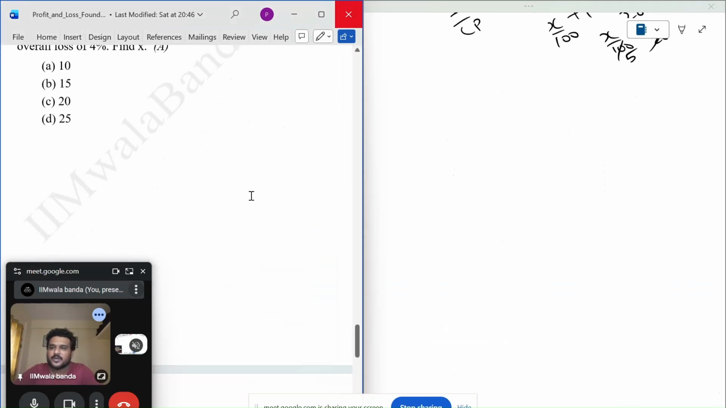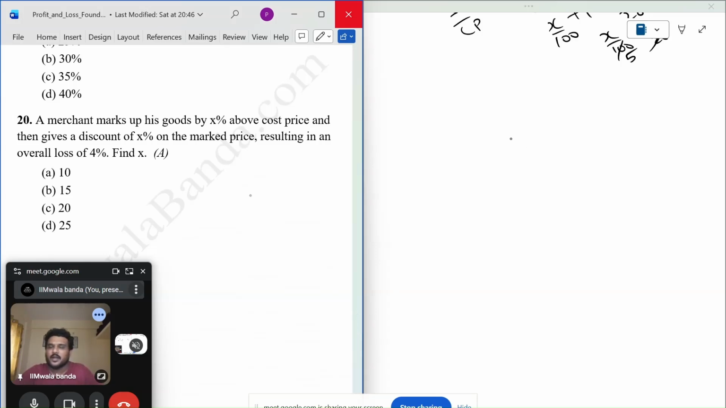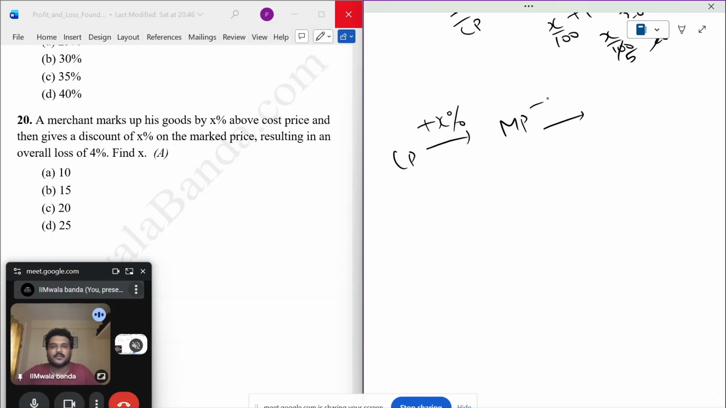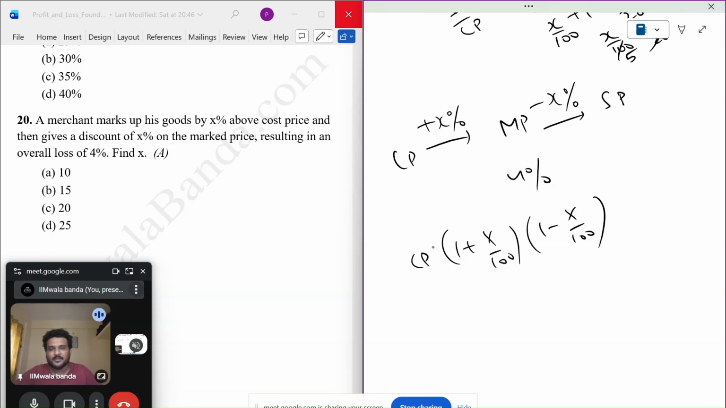I think this is the last question. Question number 20. A merchant marks up his goods by X%. Marks up his goods, that means he's increasing the cost price by X%. That's what it means. And then gives a discount of X% on the marked price, resulting in an overall loss of 4%. This is again the same thing. So 1 plus X by 100, 1 minus X by 100, right? Whatever the CP was, this is what has happened. And it's overall 4% loss. You know how to write 4% loss. Like this, both are SP, but we can write it in this way.